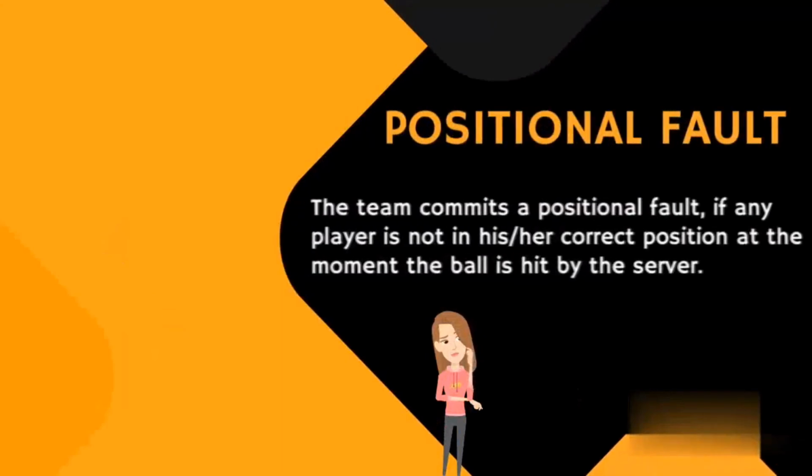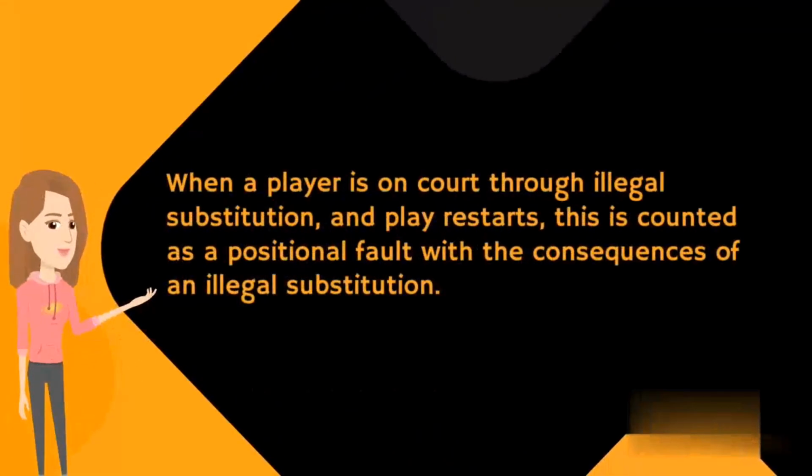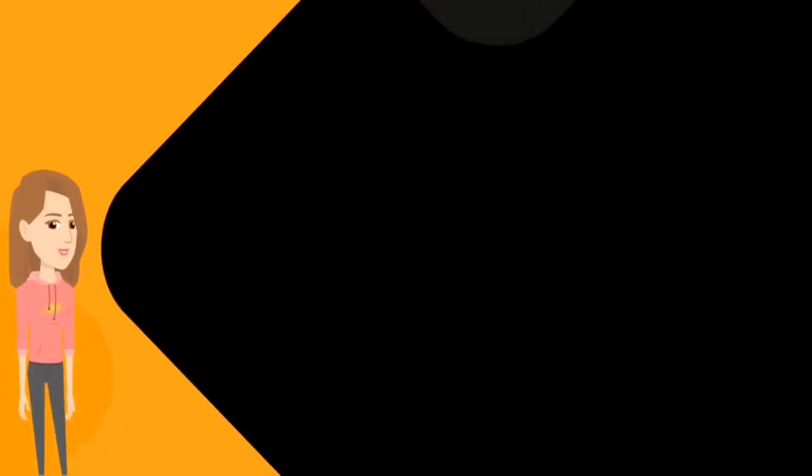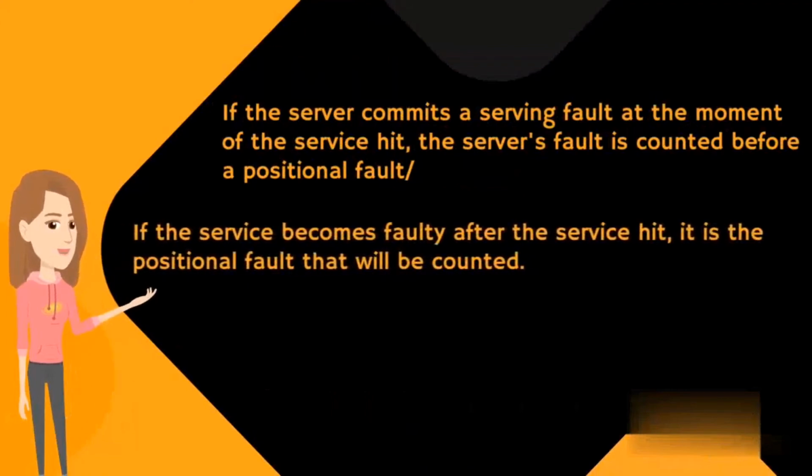Positional fault. The team commits a positional fault if any player is not in his or her correct position at the moment that the ball is hit by the server. When a player is on court through illegal substitution, this is counted as a positional fault with the consequence of illegal substitution. If the server commits a serving fault at the moment of the service hit, the server's fault is counted before a positional fault. If the service becomes faulty after the service hit, it is a positional fault that will be counted.